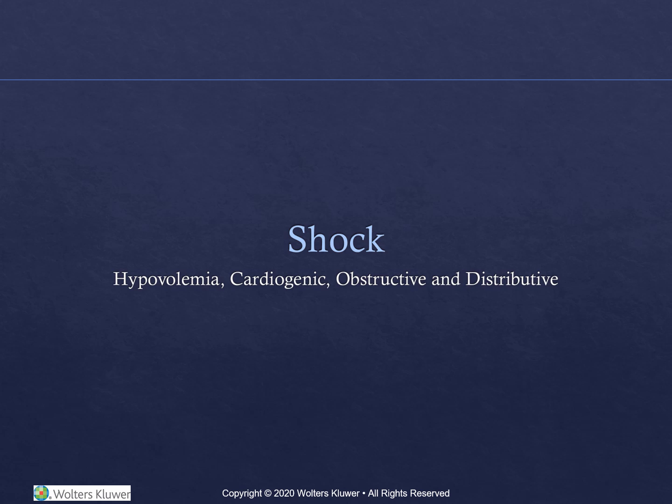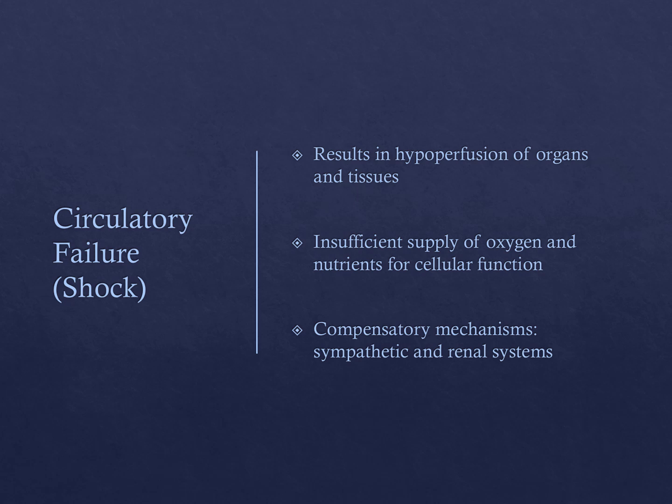So now we're going to talk about shock. There are four distinct types of shock we're going to discuss: hypovolemic, cardiogenic, obstructive, and distributive. Circulatory failure is really what's happening in shock. Those two things are kind of synonymous. Shock means overall circulatory failure.